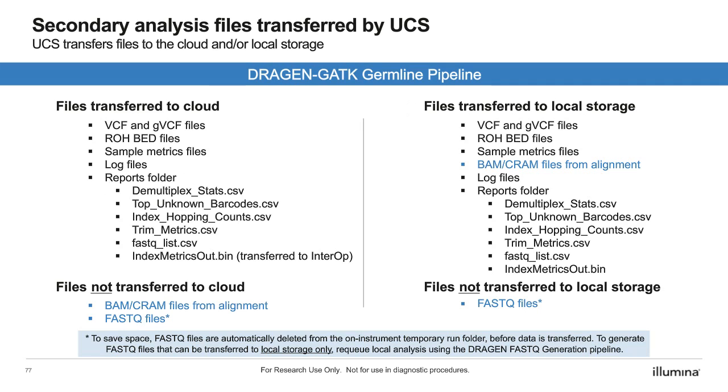Now for the DRAGEN-GATK Germline pipeline, the FASTQ files are not going to be transferred by UCS, neither to the cloud nor to your local storage. If you really need your FASTQ files in the cloud, we recommend that you set this up in cloud mode. If you need them in local storage, then you're going to requeue the run using the DRAGEN FASTQ generation V2 sample sheet.